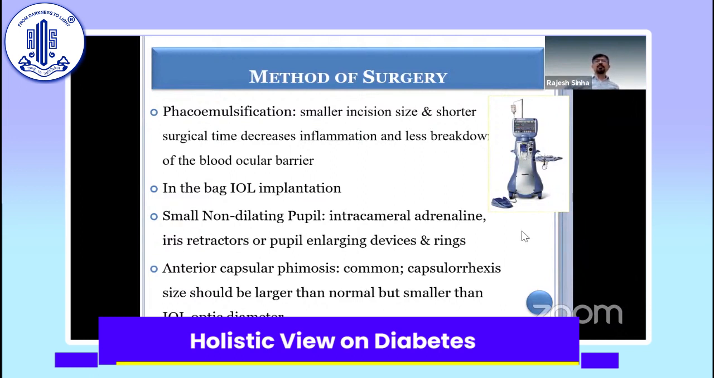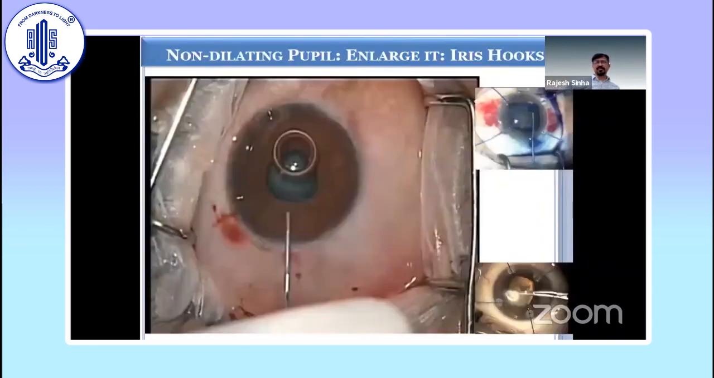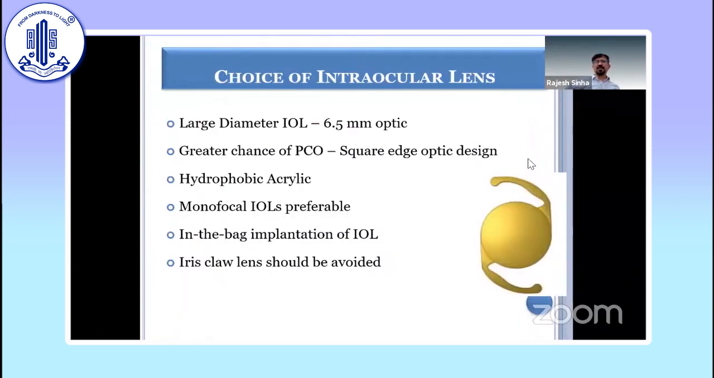In a small non-dilating pupil, one should always try to dilate it and not take any adventures. Use intracameral adrenaline, iris retractors, or pupil enlarging devices. Because there is some risk of anterior capsular phimosis, one should go for a slightly larger capsulorhexis, though it should be smaller than the optic size. Normally we make it between 4.8 to 5 millimeters, but in these cases we should go for about 5.5, 5.6 millimeter capsulorhexis. Non-dilating pupil is an issue in diabetics, and we can use iris retractors or a Mediugan ring to enlarge the pupil.